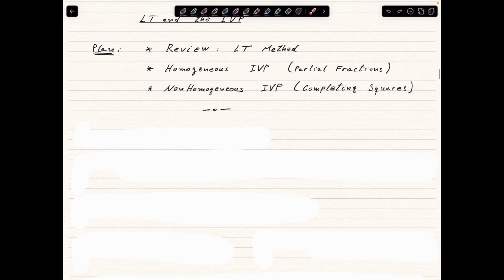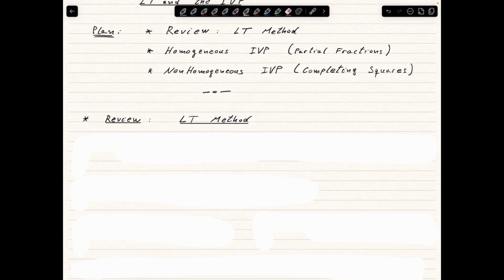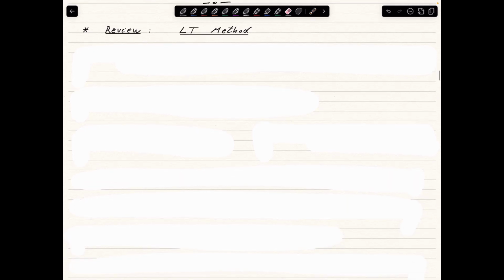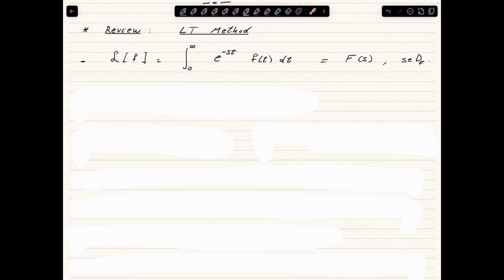Let's start with a brief review of the Laplace transform method to solve differential equations. First, the Laplace transform. The Laplace transform of a function f of t is computed by multiplying the function by an exponential, and then we integrate that product from 0 to infinity in the variable t. The result is going to be a number that depends on the constant s in the exponential, so the result is actually a function of s.